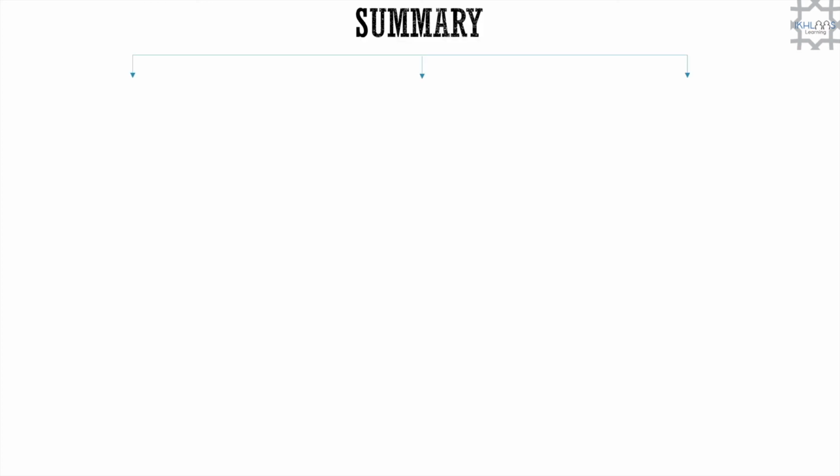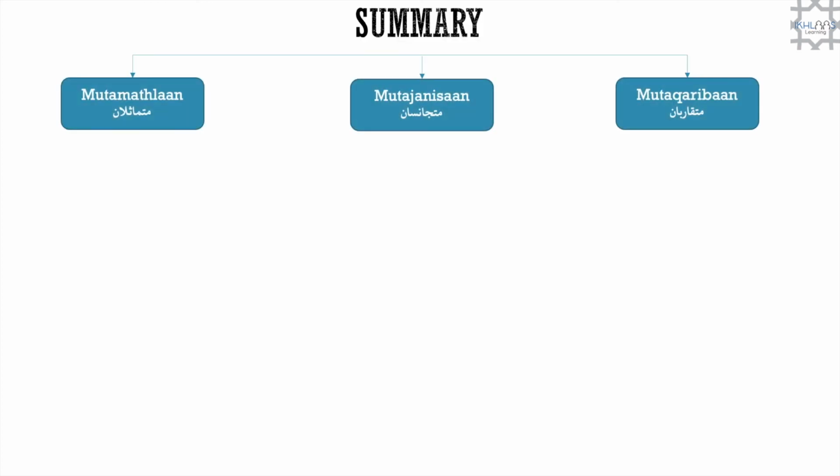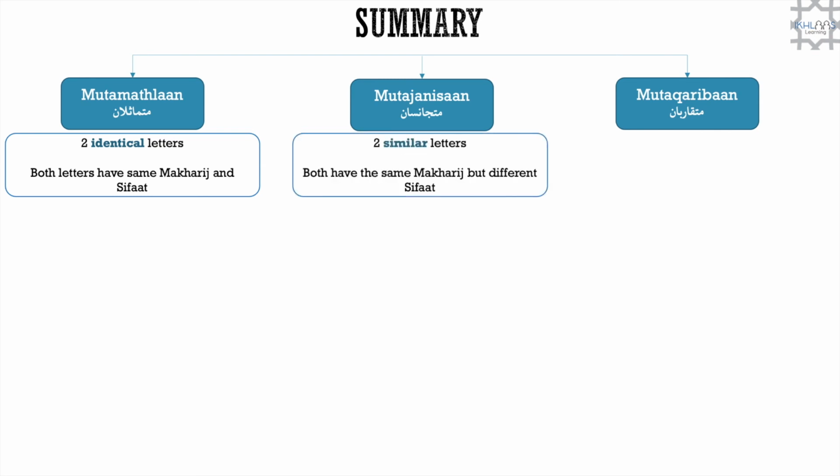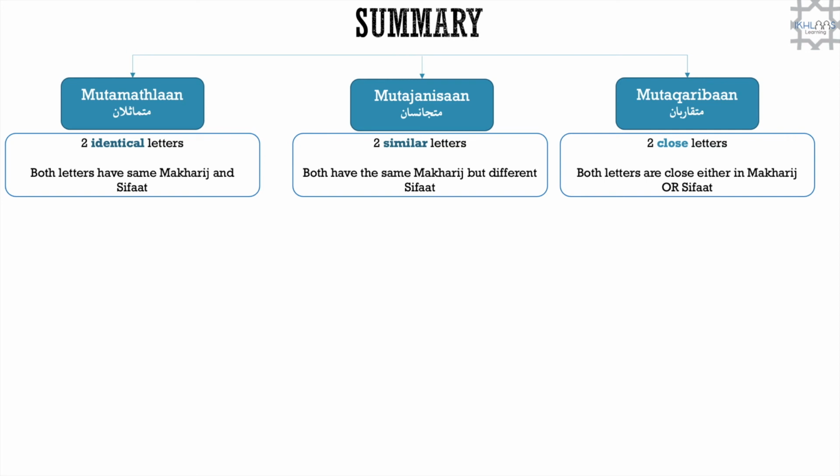So just to summarize it all now, we have three branches of idgham: Mutamathilaan, Mutajanisaan and Mutaqaribaan. Mutamathilaan is when there are two identical letters, both the letters have the same makharij and the same sifat. Mutajanisaan are two similar letters where both have the same makharij but different in sifat. And Mutaqaribaan are two close letters. Both letters are close either in makharij or either in sifat.